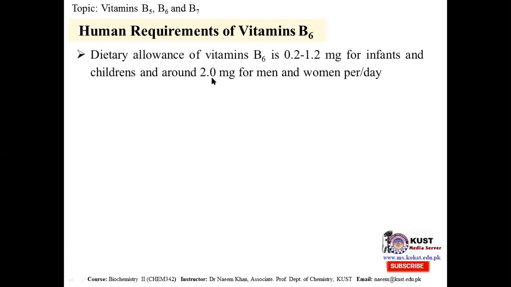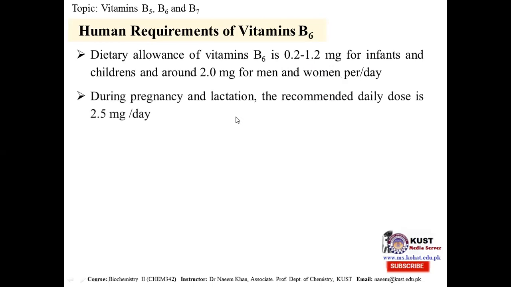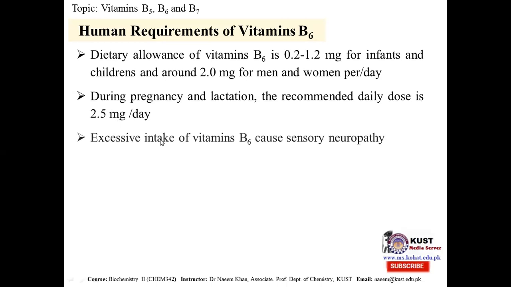Requirements of vitamin B6: the dietary allowance is from 0.2 to 1.2 milligram for infants and children, and 2 milligram for men and women per day. So each day for adults, 2 milligram, while for infants and children, it is from 0.2 to 1.2 milligram per day, as with other vitamins. During pregnancy and lactation, the recommended dose is increased, and for vitamin B6 it is 2.5 milligram per day.